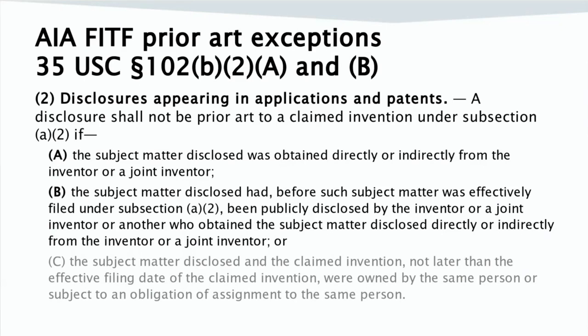Section 102(b)(2)(B) provides that a third party's U.S. patent document, which would otherwise qualify as prior art under Section 102(a)(2), may be disqualified as prior art if the subject matter disclosed had, before such subject matter was effectively filed under subsection (a)(2), been publicly disclosed by the inventor or a joint inventor or another who obtained the subject matter disclosed directly or indirectly from the inventor or a joint inventor.